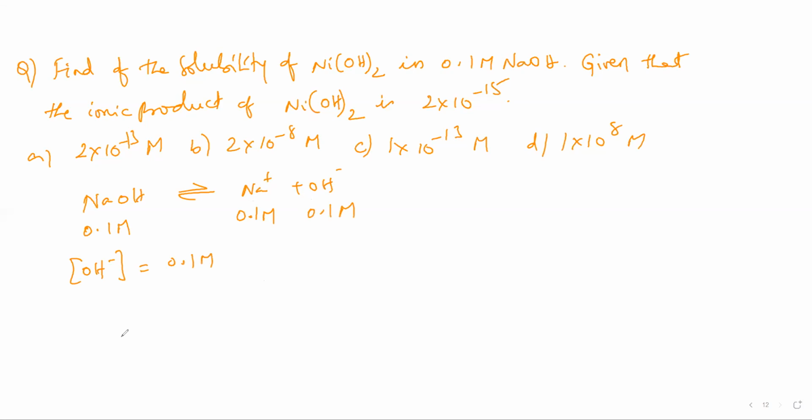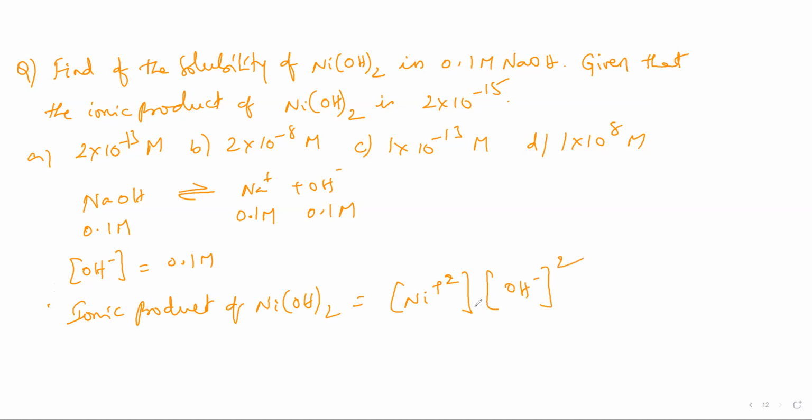Right. Then what is the ionic product of nickel hydroxide? Because we need the solubility of nickel hydroxide. The ionic product is the concentration of cations into the concentration of anions, so OH minus taken twice, that means power 2. Right.